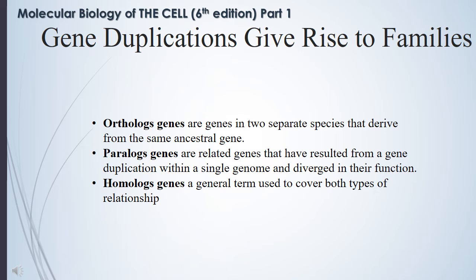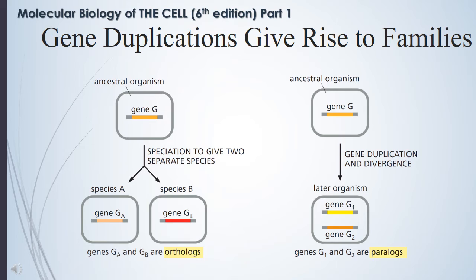And we have paralogs. Paralogous genes are basically a set of genes that result from a duplication of a single gene and divergence of one of those duplicates into its own separate gene with its own separate functions. So here is a cartoon representation of orthologs and paralogs.